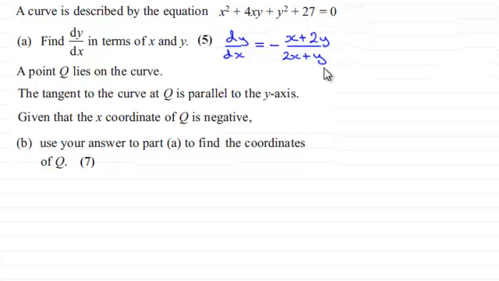Now we're told that a point Q lies on the curve, and the tangent to the curve at Q is parallel to the y-axis. Given that the x-coordinate of Q is negative, in part B we've got to use your answer to part A to find the coordinates of Q, and this is for 7 marks. If you'd like to have a go at this, pause the video, and when you come back I'll take you slowly through the worked solution.